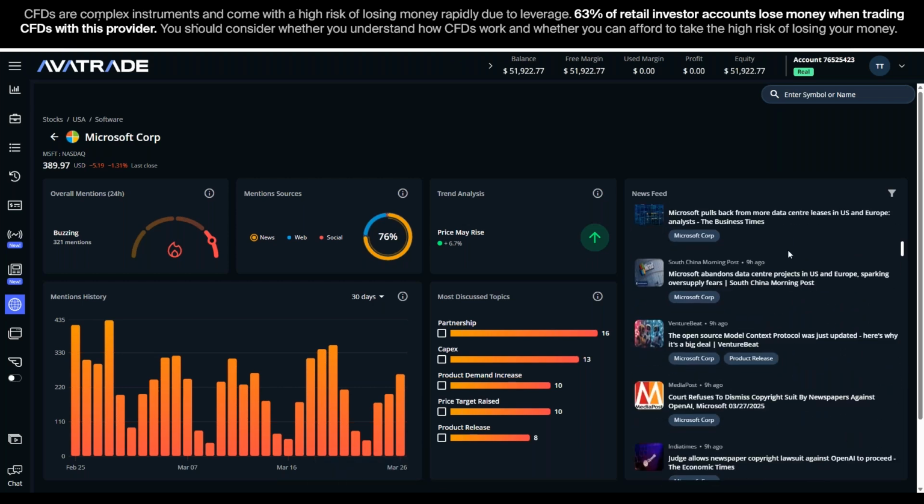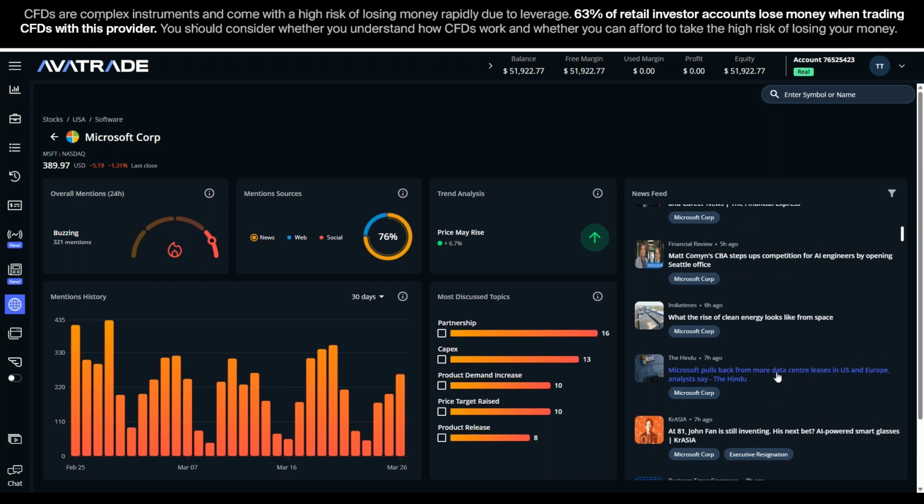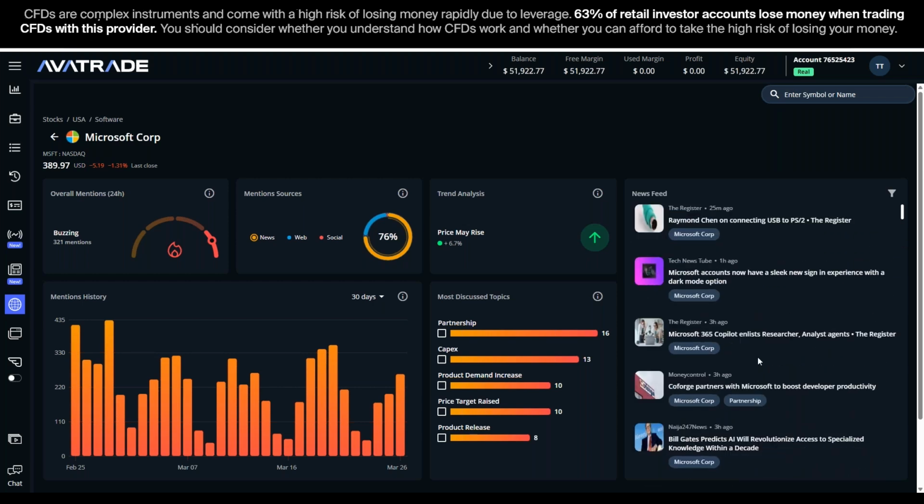And so I'm scrolling down. I think I went through 20 articles and I'm only back 9 hours in time. So all of this is recent since this morning, these articles coming in. And so you can read this. The open source model context protocol was just updated. Here's why it's a big deal. Okay, click, read. Did Microsoft adopt that AI protocol in their products? Is it something new they're offering? You can read these articles and see real quick if it's something that helps make up your mind.